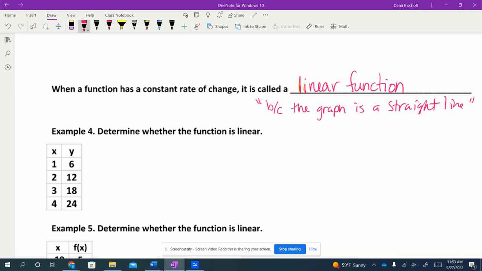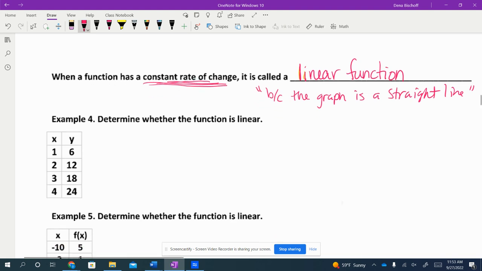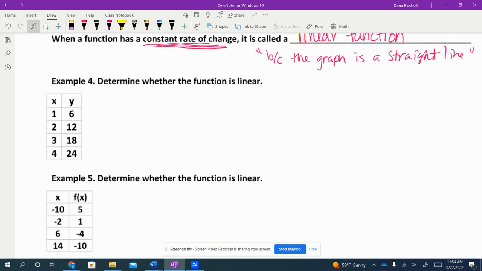So we're going to determine if the function is linear or not. We're not looking at a graph, we're just looking at a table. We know it's going to be linear if it has a constant rate of change, meaning that the change in y over the change in x is the same all the way through. So let's look at this first example. What's the change in y? The next one. And again. What's the change in x? And again.